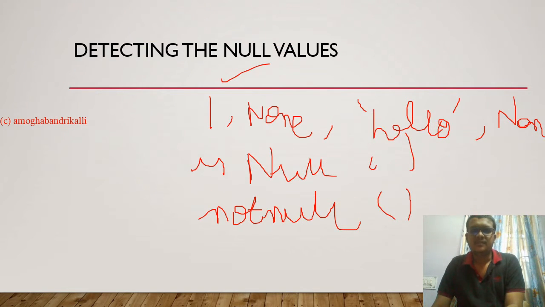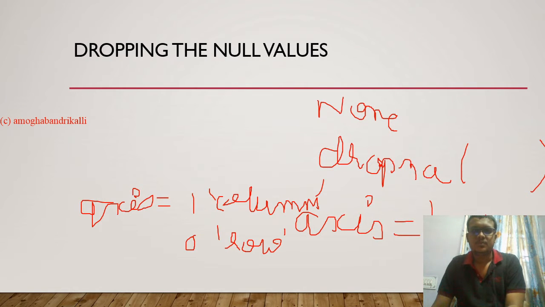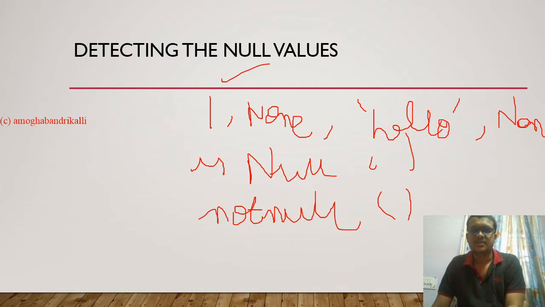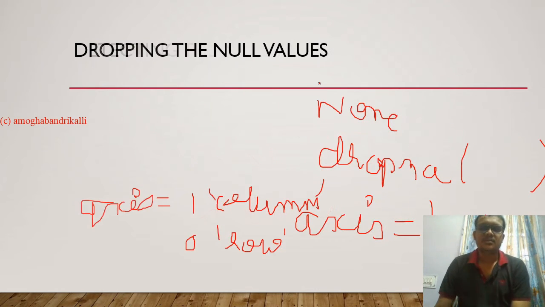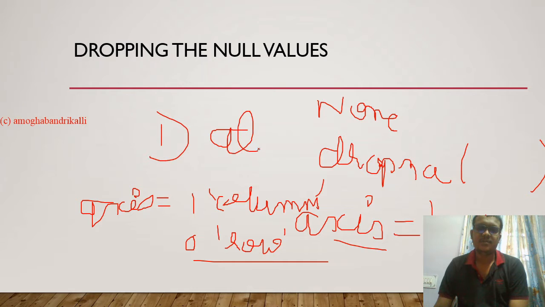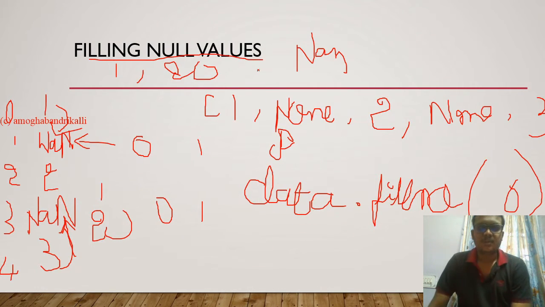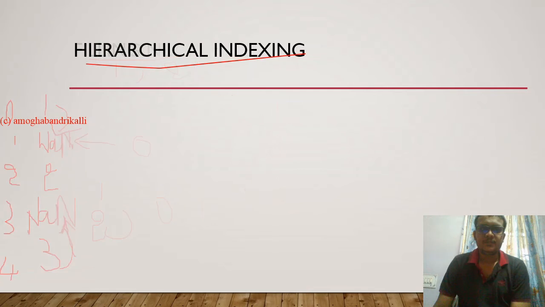So detecting the null values, and dropping the null values we have just seen. Detecting is like isnull, notnull. Here dropna can be done using columns and rows. For creating a data set you need to use a data frame, not a series. And filling values, as I told you earlier, you can fill the values with a specified number.